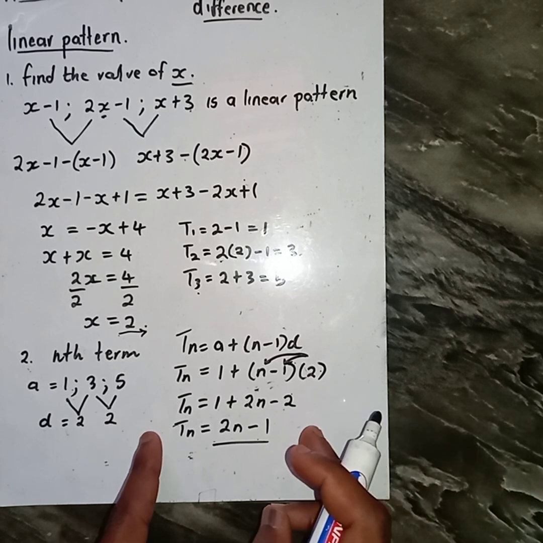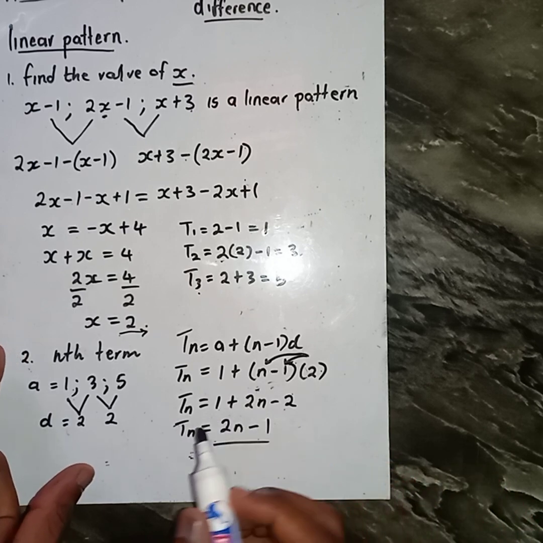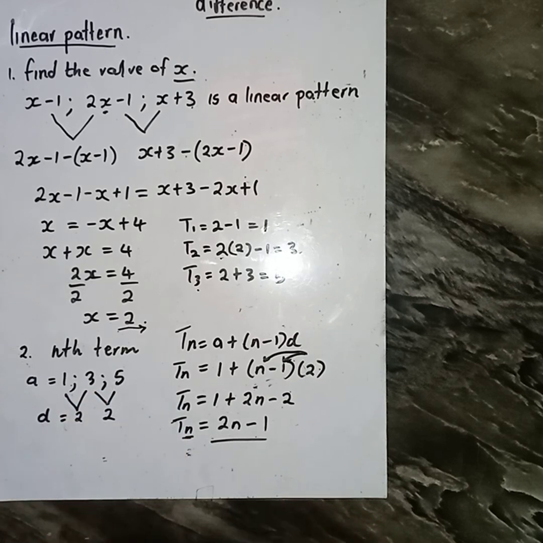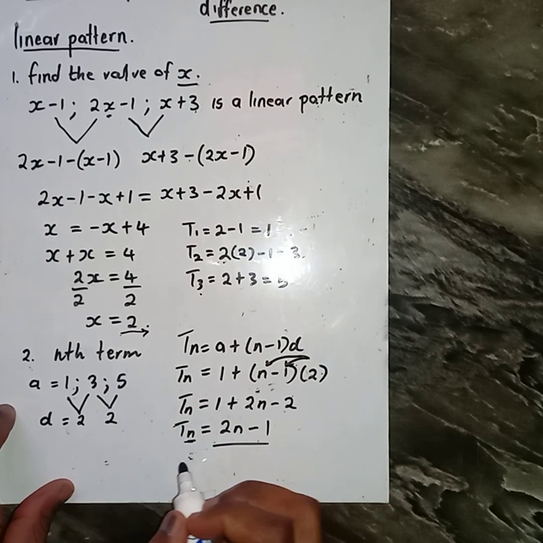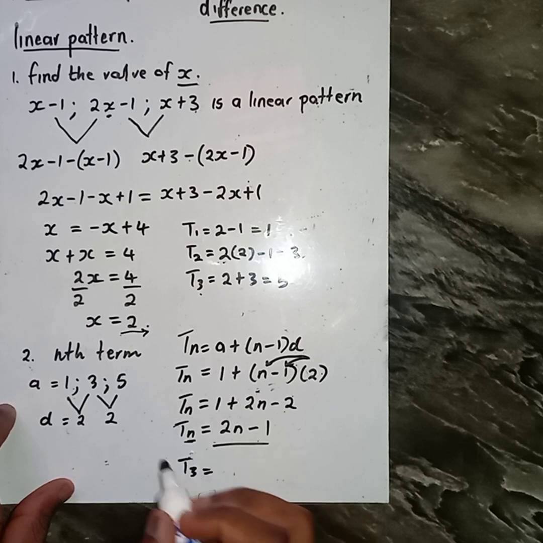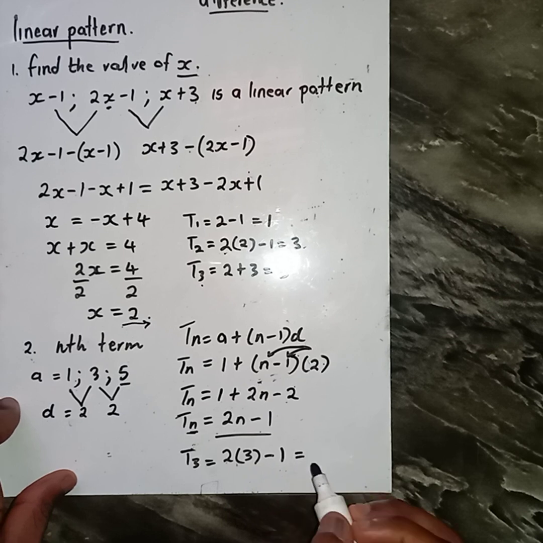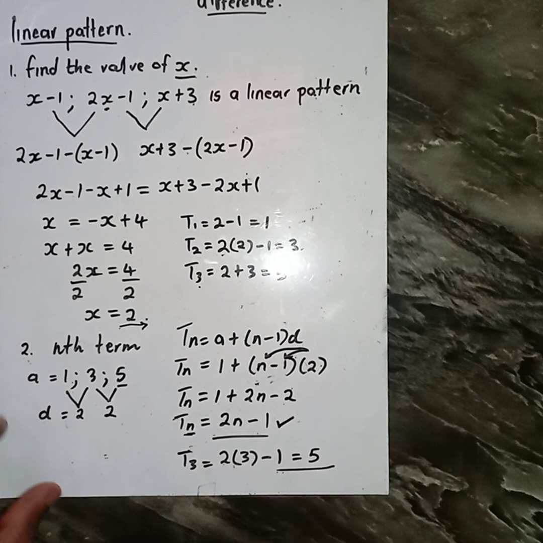To see whether your nth term is correct or incorrect, you can just plug in the number of the term and see if it corresponds to the value given on your number pattern. Let's take T3. Let's see if we are going to get the value of 5. Where you see n, you plug in 3. Then 2 times 3, we get 6, minus 1 is 5. You see, indeed, our nth term is correct.